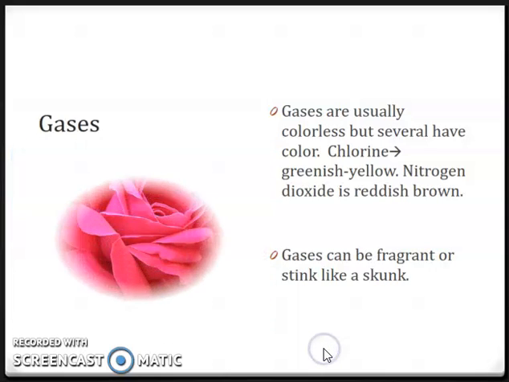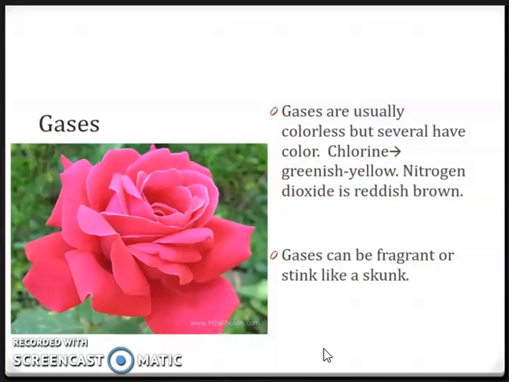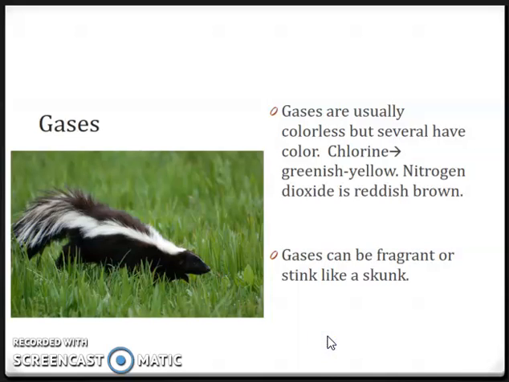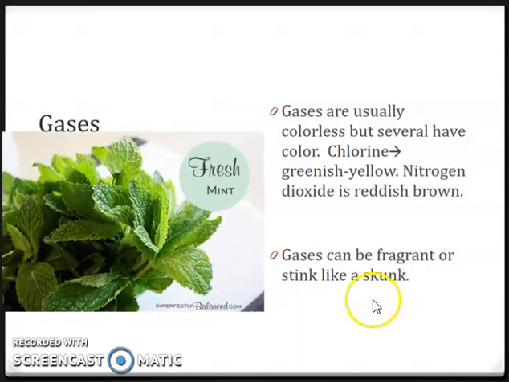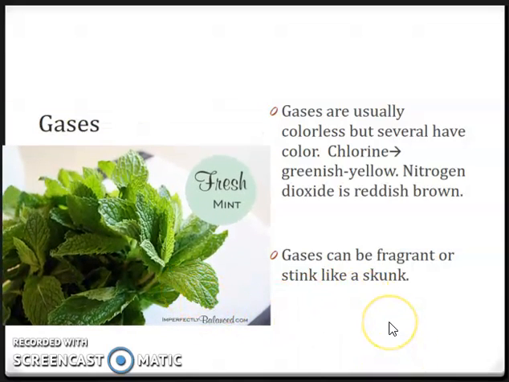Here's something that's fragrant. Just even looking at it kind of makes you think, what does that smell like? And unfortunately, I was sprayed by one of these a couple of years back in our barn, and that smell gets stronger as time goes on until a certain point. It's terrible. Anyway, I digress. Let's move on. You can also think about other things that smell too, like fresh mint. Anyway, if you can smell it, it's a gas.